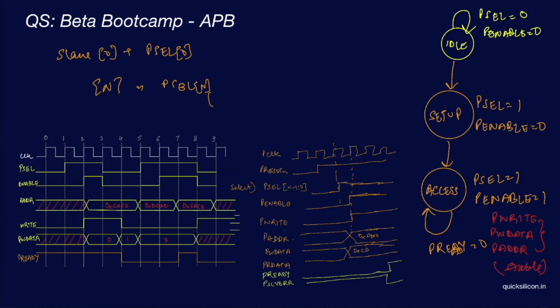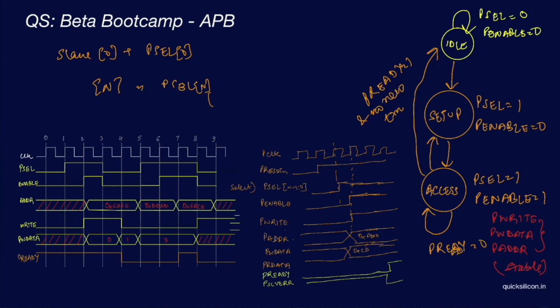Now what happens if you get a PREADY? Once you get a PREADY, you can either go back to your idle state or you can go back to your setup state as well. So both are allowed. If you go back to your idle state, that means you do not have any transaction to be given out, which means your PREADY was 1 and no new transaction. And you will move on to your setup state if you wanted to initiate another transaction to your slave, which means that your PSEL would continue to remain 1, but you will get a strobe on your PENABLE signal.